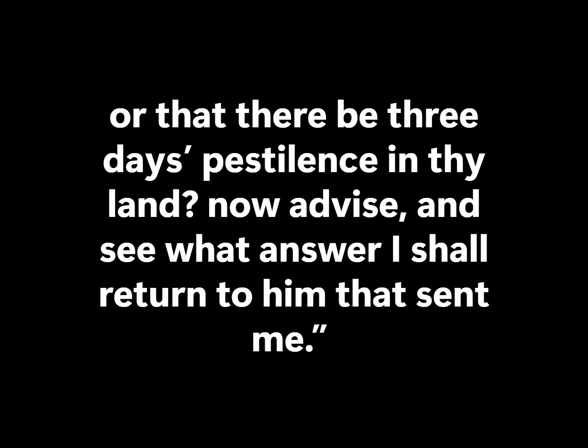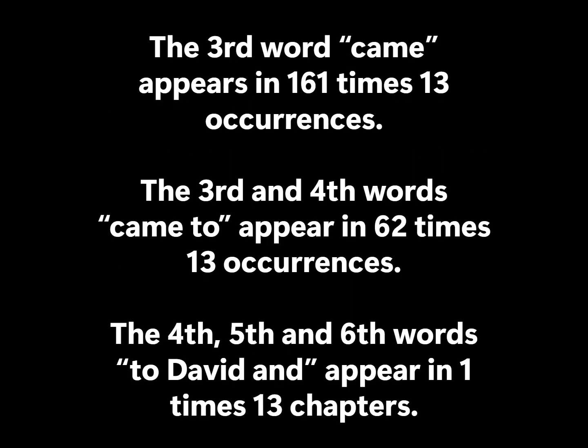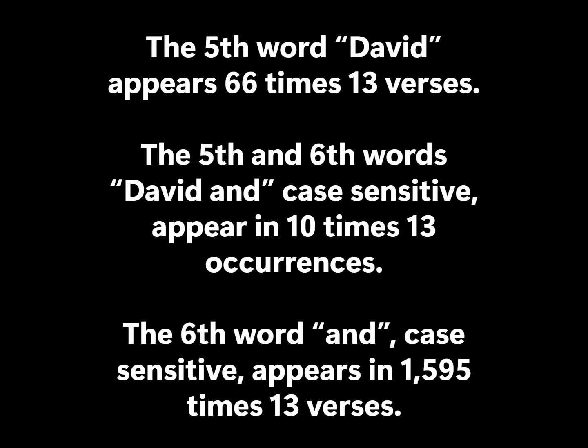Now review the complete list of number patterns in 2 Samuel 24 verse 13, related to the number 13. The third word, came, appears in 161 times 13 occurrences. The third and fourth words, came to, appear in 62 times 13 occurrences. The fourth, fifth, and sixth words, to David and, appear in 1 times 13 chapters. The fifth word, David, appears in 66 times 13 verses.